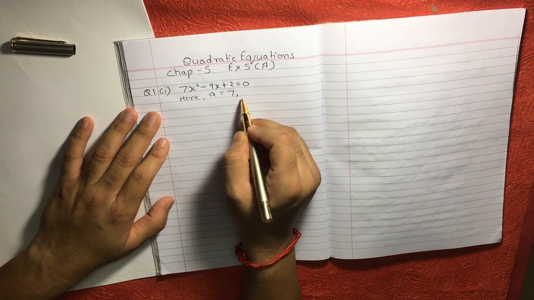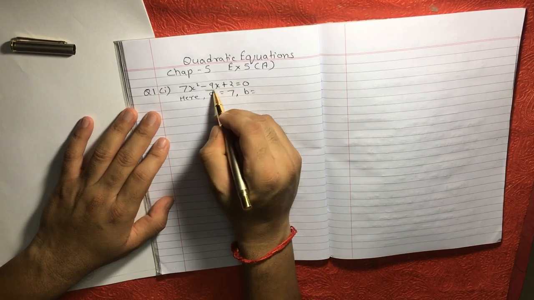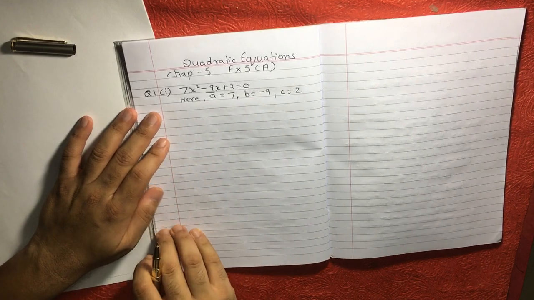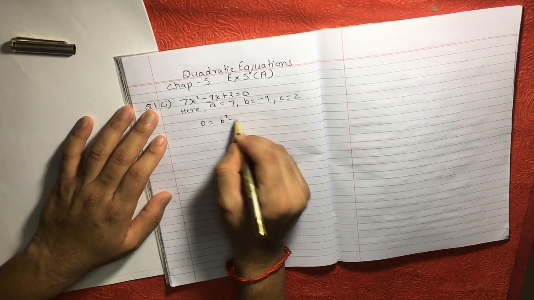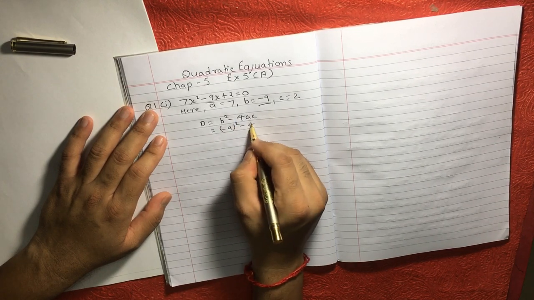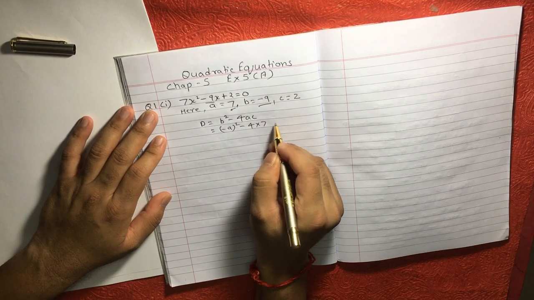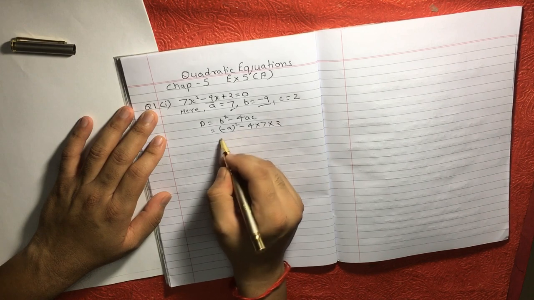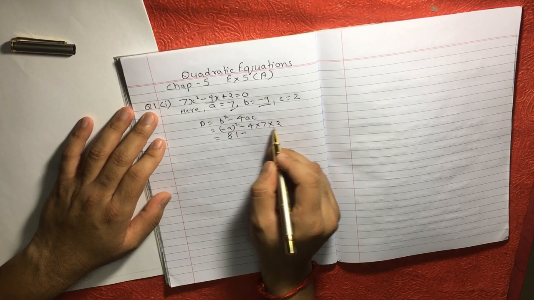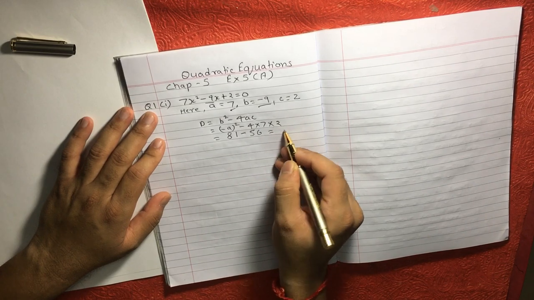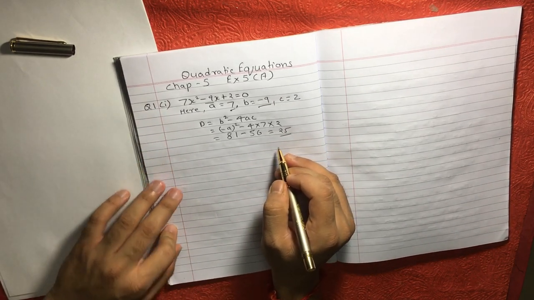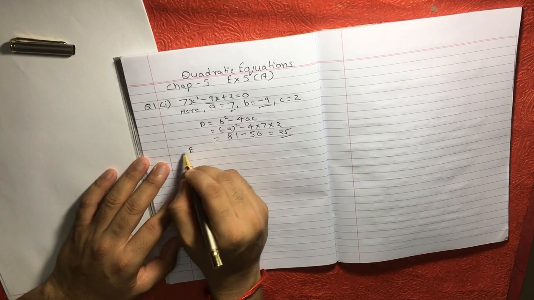So I have written here a is equal to 7, b is equal to what? Minus 9. I'm just taking the numeric value, and c is 2, right? Remember, we have a formula. D is equal to b squared minus 4ac, right? b is minus 9, so minus 9 whole squared, minus 4, a is 7, into 7, into c, c is 2. If you solve this, minus 9 squared is 81, and 4 times 7 times 2 is 56. Further, if you solve, this will be 25. So in this case, we can see 25 is not equal to 0. That means this root is unequal.